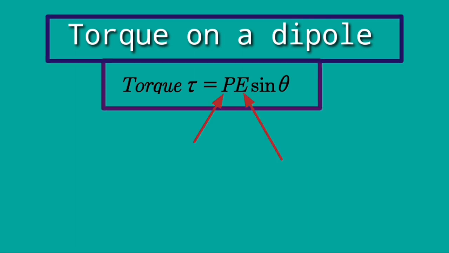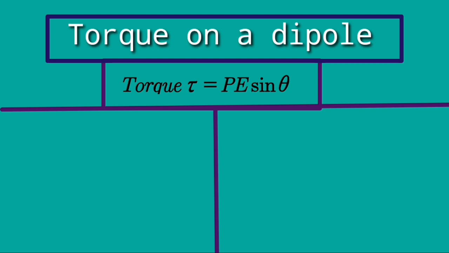We have torque tau is equal to PE sin theta, where P is the dipole moment of the dipole, E is the electric field, and theta is the angle between the electric field and the direction of dipole moment. In the expression of torque experienced by the dipole, the dipole moment P and the electric field E are constant. So the variable is only theta. Therefore, the torque experienced by this dipole is different for different values of theta.